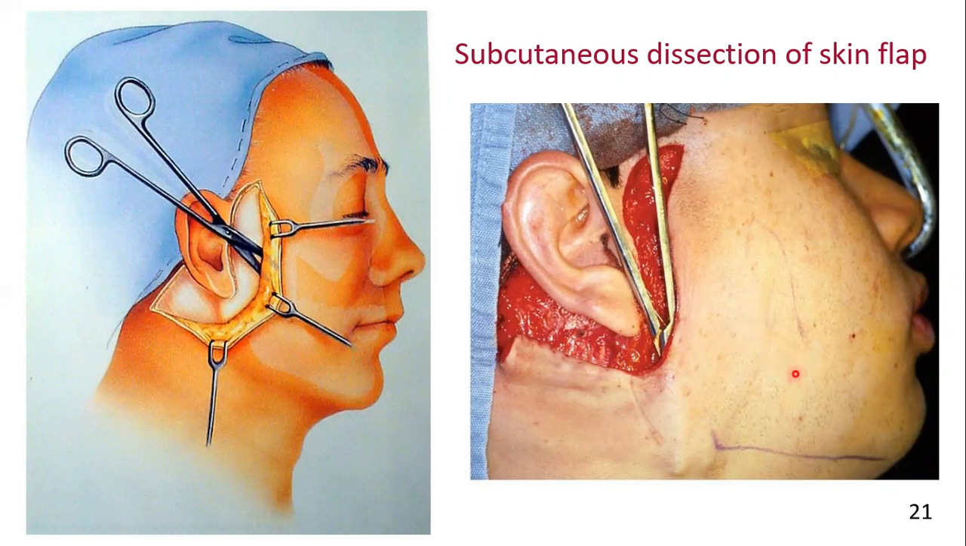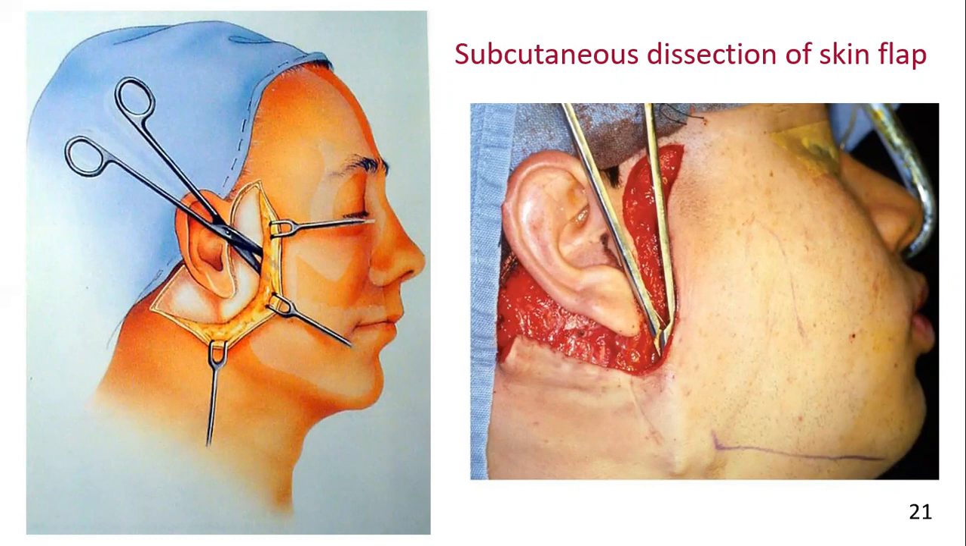The flap should be widely undermined to create a subcutaneous pocket that extends below the angle of the mandible and a few centimeters anterior to the posterior border of the mandible. There are no anatomic structures of any significance in this plane except for the great auricular nerve, which is deep to the subcutaneous dissection as pointed out in the previous slide.